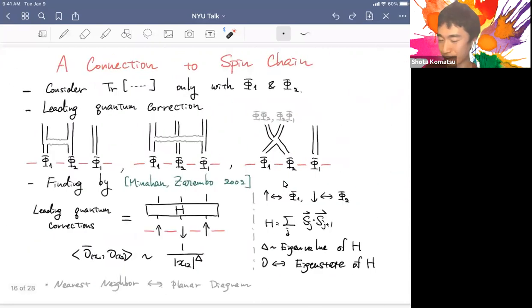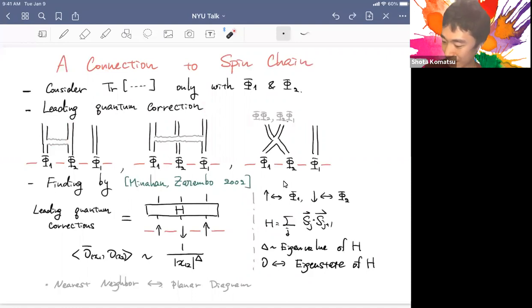So let me try to be a bit more precise about this point. For simplicity, let's consider this single trace operator made out of only two kinds of scalar fields. And then let's zoom in on one of the operators. As an example, I consider this phi1, phi2, phi1. And if I draw a leading quantum correction, for instance, then I have this gluon exchange diagram between these two fields.